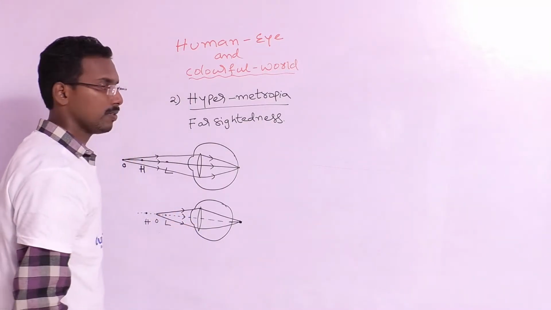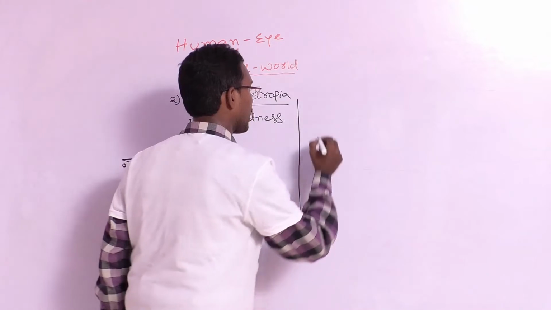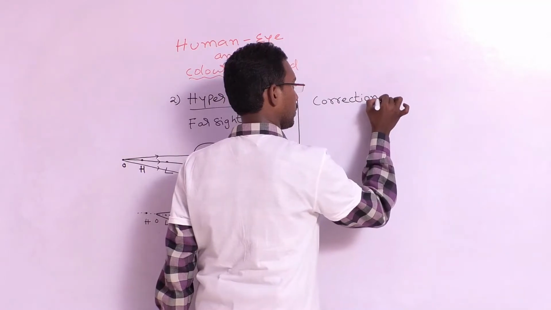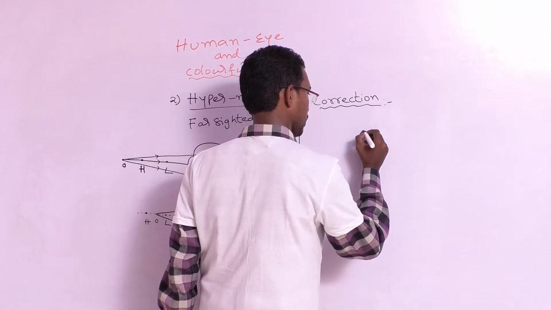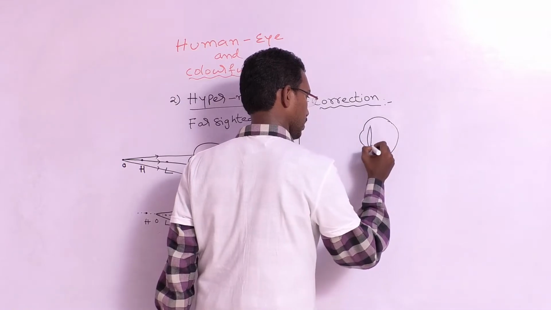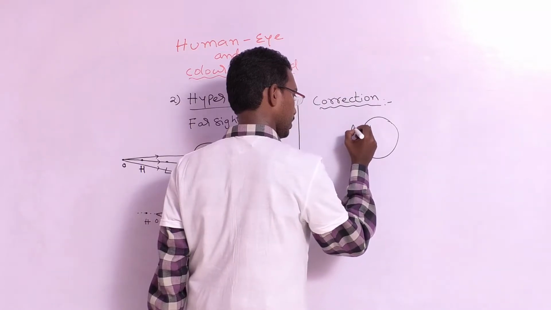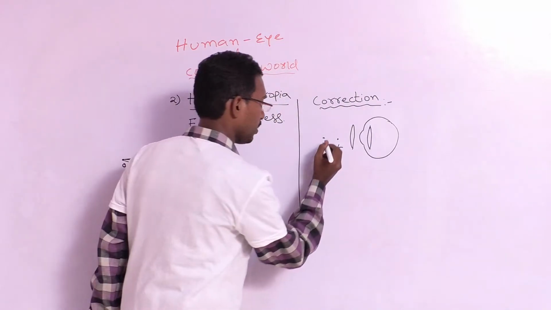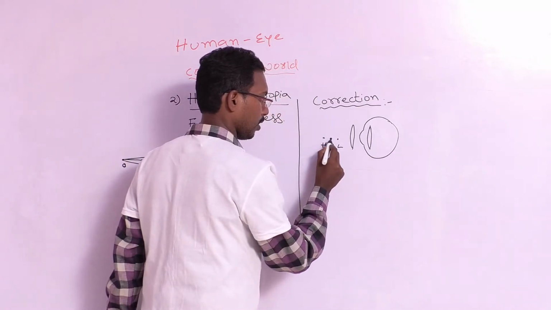To overcome this, we will use another biconvex lens as a remedy. So the correction is to take a biconvex lens. In front of this, we will take another biconvex lens. This one is H, this one is L. So let us take a point object in between these two. Our main goal is to detect an object here.